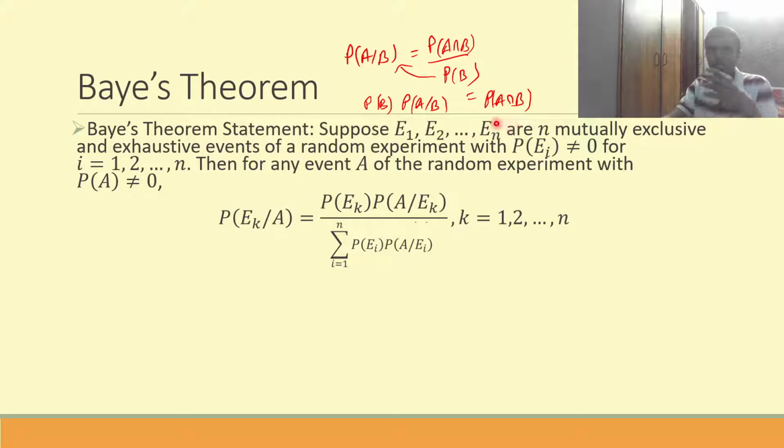Fine. In a random experiment there are n events, and P of Ei is not equal to 0. What does it mean? Probability that an event will occur is not 0. That means every event has some probability. Okay, every event has some probability of happening. In general, probability is always greater than or equal to 0, but now they are telling us that probability is not equal to 0. That means probability of an event happening is greater than 0, which I'll write later. Okay, probability of Ei is greater than 0.